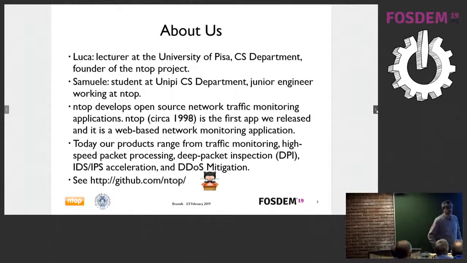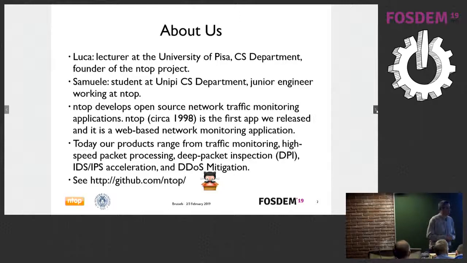So let's start with a few notes about us. I'm the founder of the ntop project. You heard this before when we talked about PF Ring. I'm also a lecturer at the University of Pisa. Samuele is a former student of mine and is working with us at ntop. ntop is an open source project I started in 1998, so a very long time ago. It was about monitoring network traffic in a simple way.